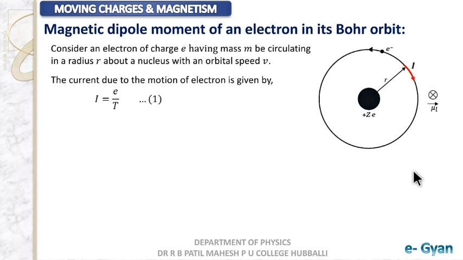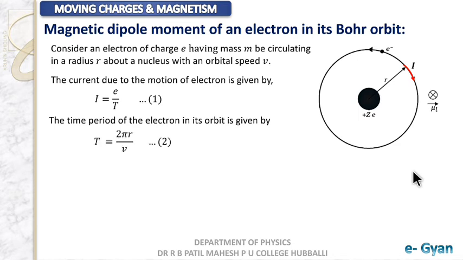So we can write the expression for current as I equals q by T, that is charge divided by time. Here capital T is the time period of revolution of the electron. So this time period of the electron in its orbit can be given by T is equal to 2 pi r divided by v. 2 pi r is the circumference, v is the speed. So 2 pi r, the distance, upon the speed of the electron gives us the time period. So this gives us the time taken to complete one revolution around the nucleus.